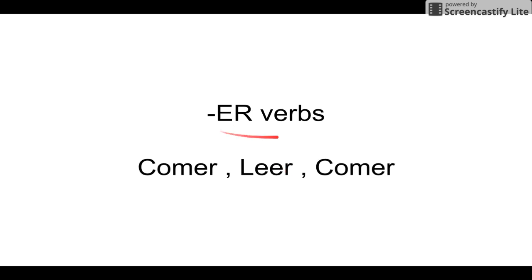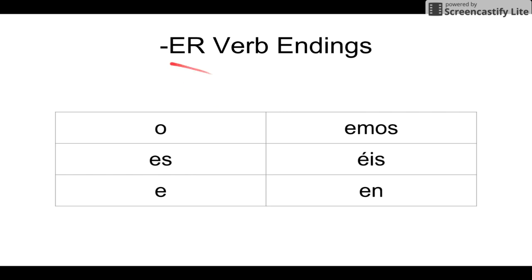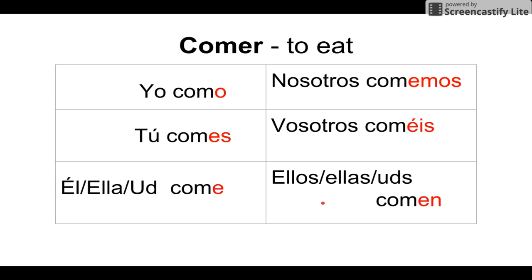Very good. ER verbs such as comer, to eat, leer, to read. The process is the exact same. However, we do have a set of endings which are specific to ER verbs. So here I have o, es, e, emos, éis, and en. So quite different than AR verb endings. However, we're going to use them in the same way.